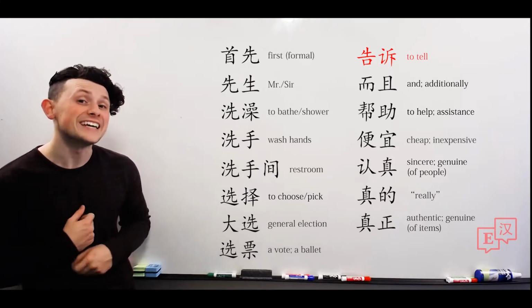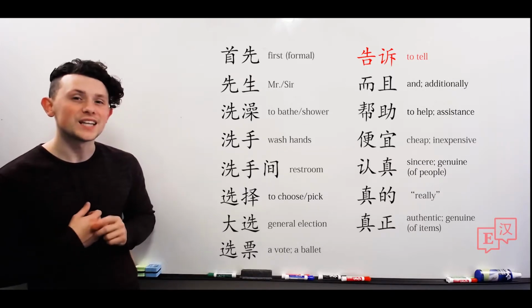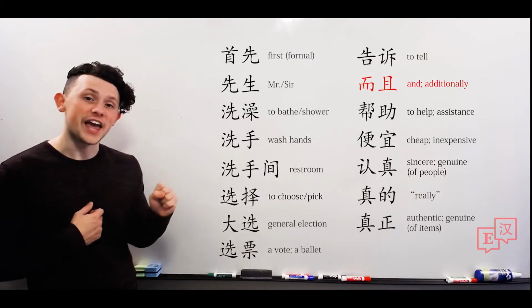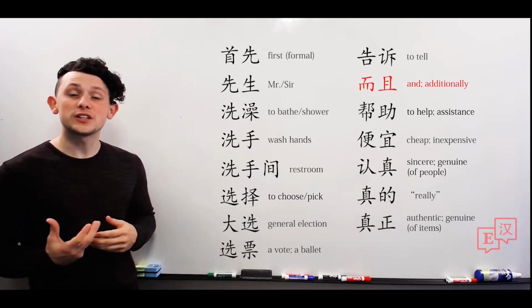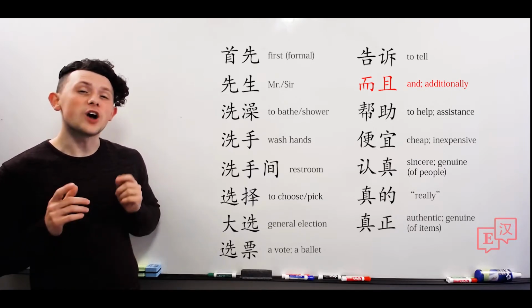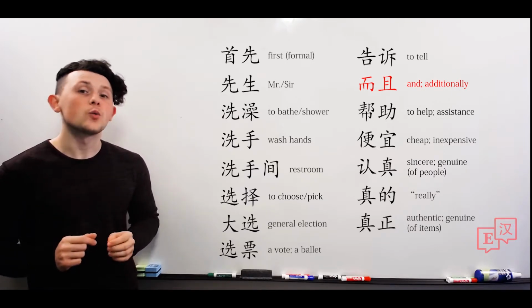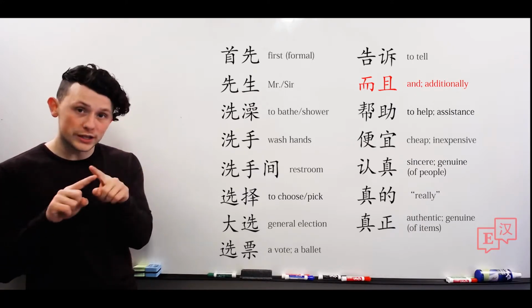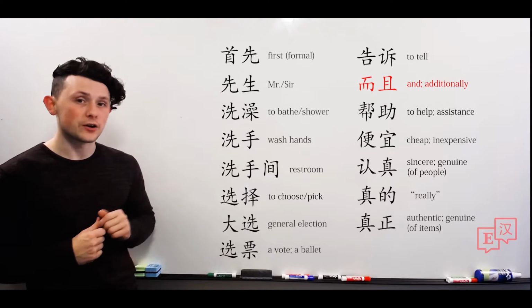告诉, to tell. This is the go-to verb for to inform or tell someone something. 我告诉你一个秘密. Let me tell you a secret. 而且, additionally or moreover. This often takes the English meaning of and when we are combining two different clauses that have some kind of logical relationship. More on this in our grammar sentence.